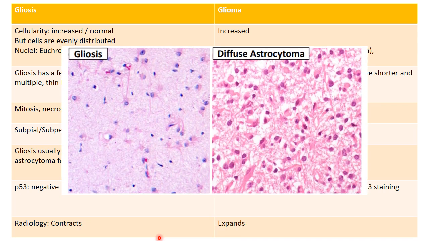So this is a microscopic picture of gliosis versus a diffuse astrocytoma. And what you see here, you have thin, fine astrocytic processes that you note here, whereas the astrocytic processes are comparatively thicker and shorter in a diffuse glioma. And besides that, the nuclear chromatin is quite hyperchromatic in a diffuse astrocytoma when compared with gliosis, where the chromatin is typically finely dispersed.